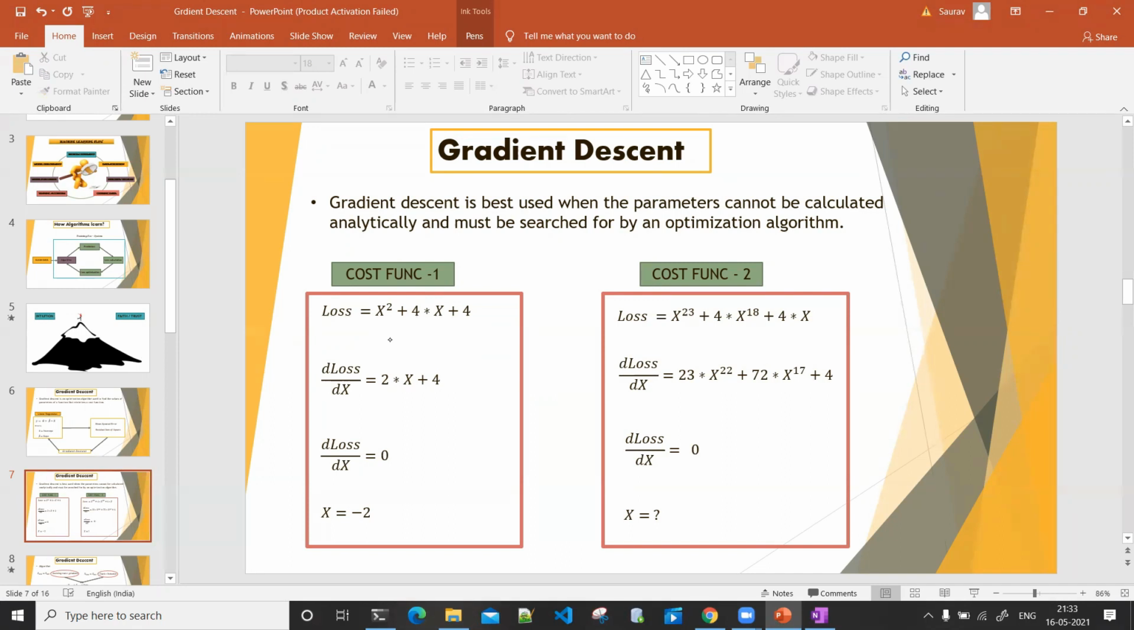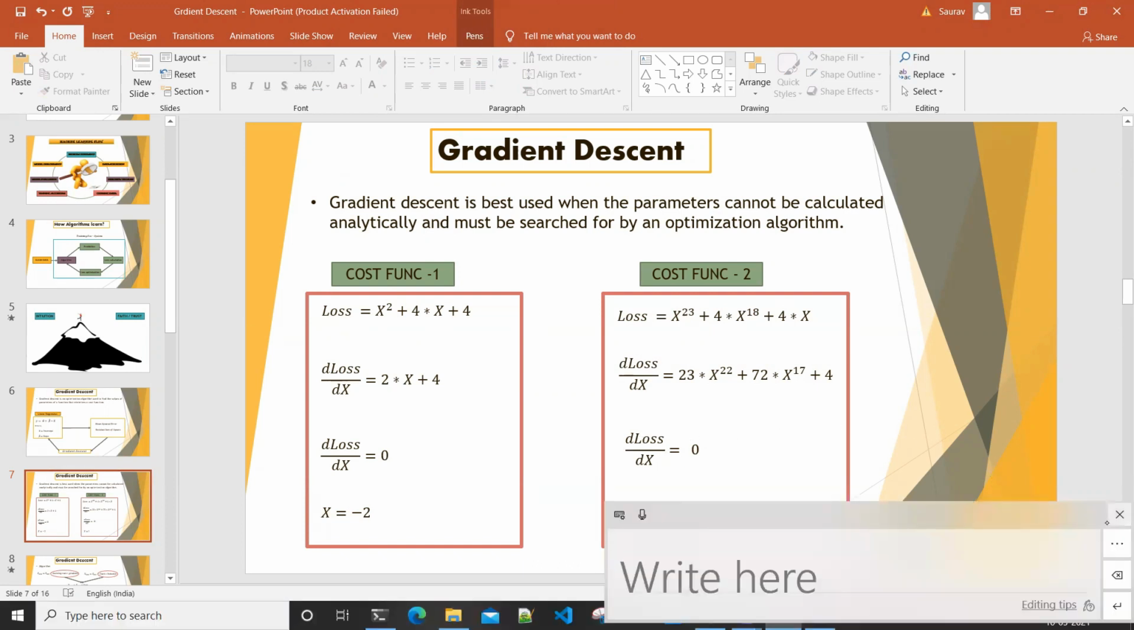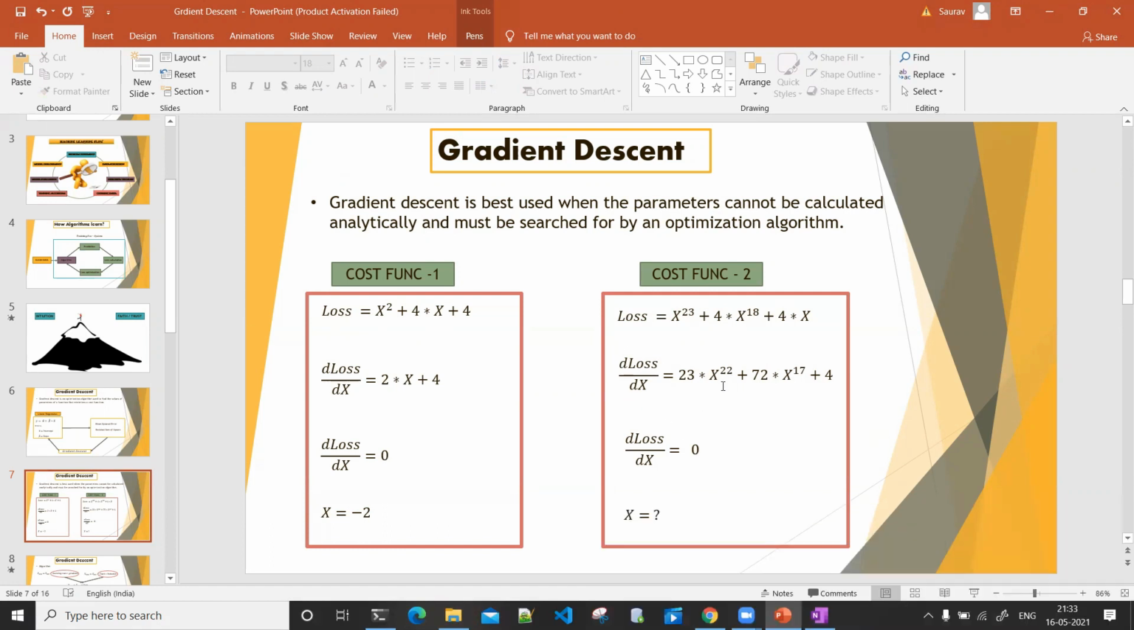But on the other hand, look at the second cost function. It is x to the power 23 plus 4x to the power 18 plus 4x. Now, if we try to differentiate this, you get this expression, right? But if I ask you to solve this problem, can you do that? You cannot find the value by simply putting it equal to 0, because it is a higher order polynomial and we do not have the capability. So as algorithms, we do not have any analytical method to solve this problem. The only way is we can approximate it.